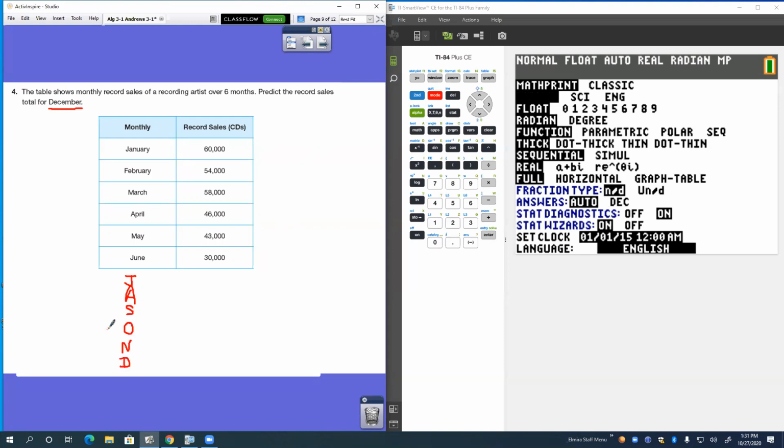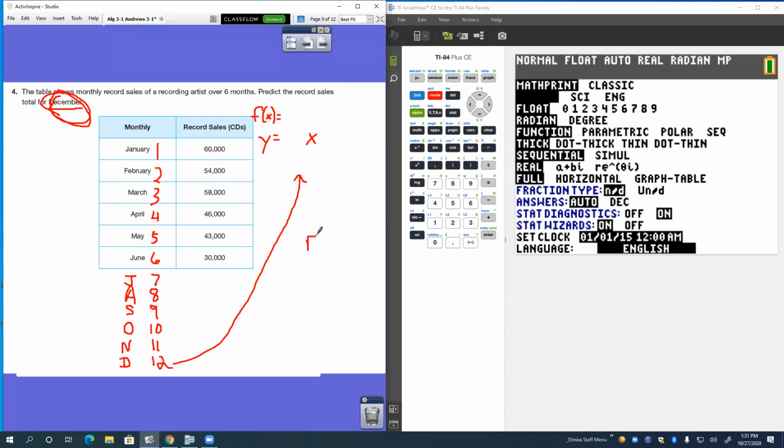Remember that years start with 0. Everything else starts with a 1. So January is 1, and we're going to keep on going down and numbering these months until we get to what we want. Remember, we want December. So July is 7, August 8, September 9, October 10, November 11, and December is 12. So that 12 is what we're going to be subbing into our equation. We're going to have y equals and our x, or you could have f of x equals.